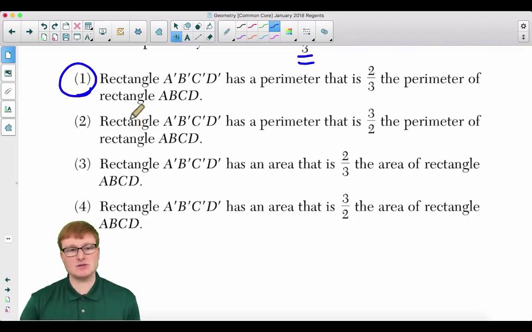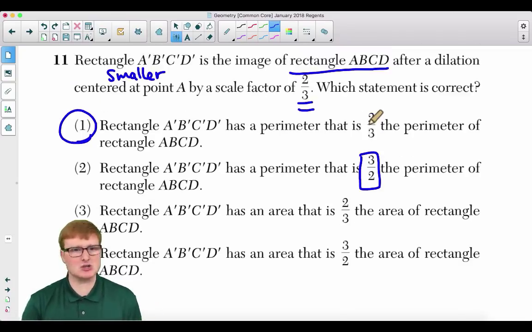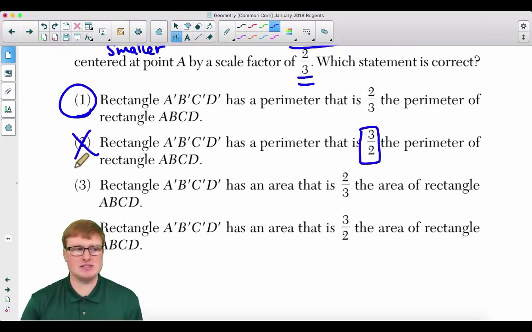For choice 2, it's saying that rectangle A prime, B prime, C prime, D prime has a perimeter of 3/2 the perimeter of rectangle ABCD. No, by this number, that means that it's getting bigger. That's not true. I just said that it's smaller, right? So your answer cannot be choice 2. That means it's getting bigger. That makes absolutely no sense.